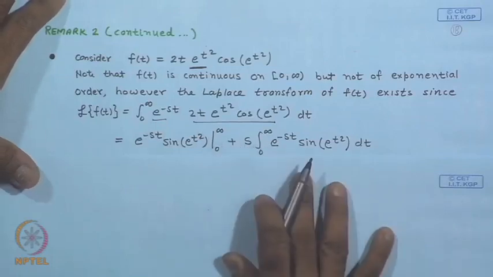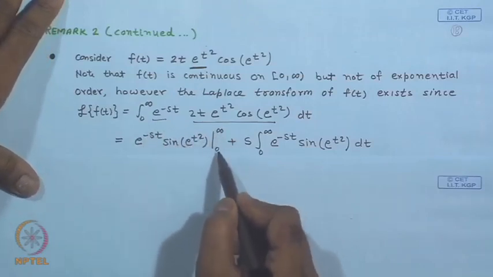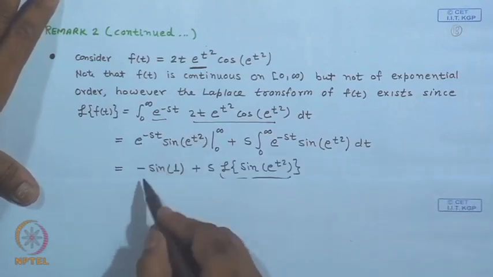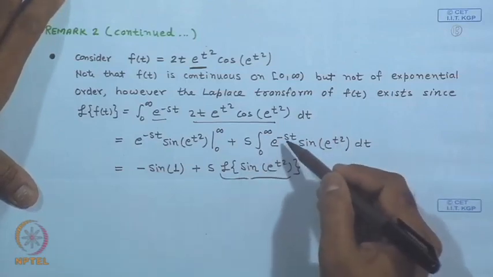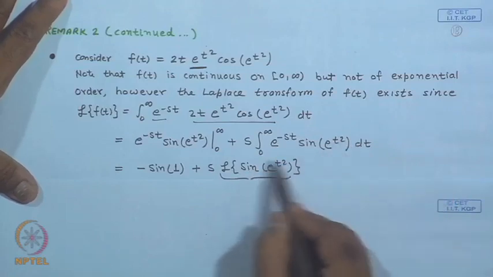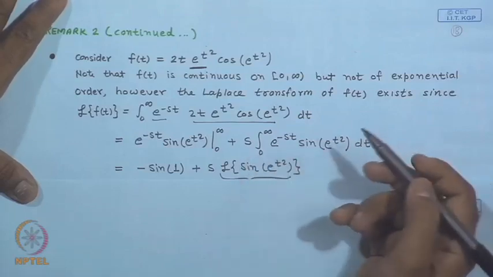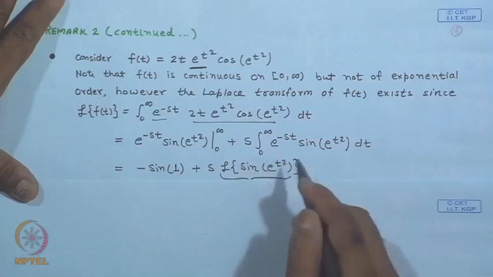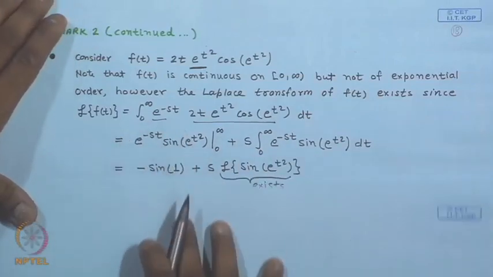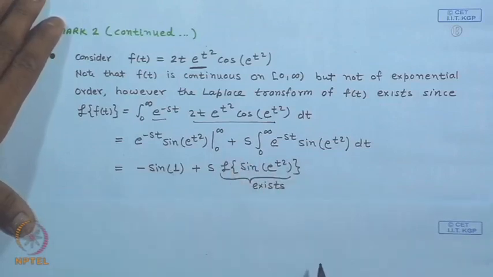So, we will get here plus s, and then this term will go to 0 as t tends to infinity, and as t approaches 0 this will be sin 1, so with minus sin 1. And here we have s times the Laplace transform of sin e power t square. The function sin e power t square is of course continuous and bounded, so it is of course of exponential order. So, the Laplace transform of sin e power t square must exist. Hence the Laplace transform of f t exists, because it is minus sin 1 plus s times the Laplace transform of sin e power t square.